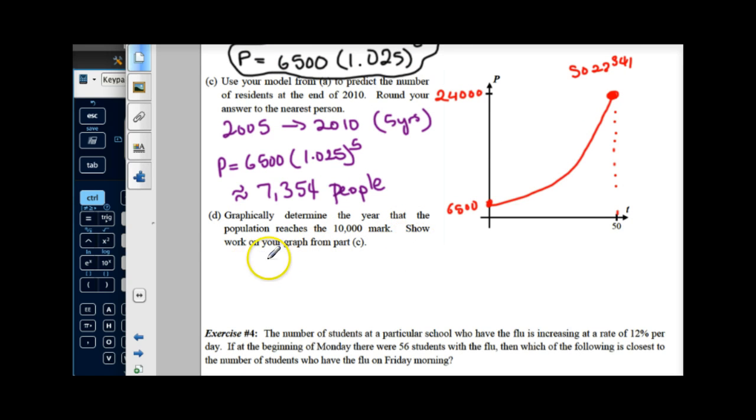D says determine the year that the population reaches the 10,000 mark. At the 10,000 mark, show this on your diagram. So you want to know, if I have this right here, this is my 10,000.